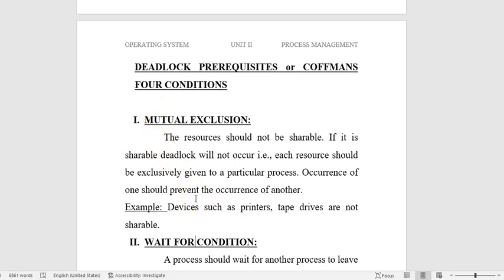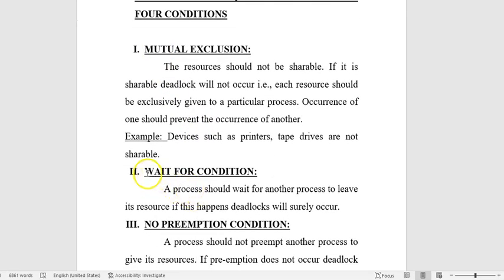The next condition is wait for condition. What is this wait for condition? We have to wait. If any process is going to wait, then surely the deadlock will occur. A process should wait for another process to leave its resource. If a process has a printer and another process is waiting for that printer, then surely the deadlock will occur. So wait for condition happens when a process waits for another process.